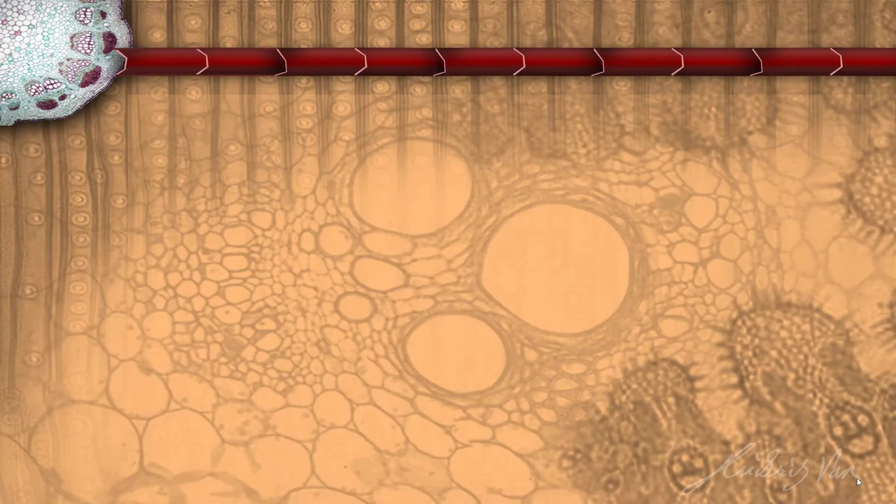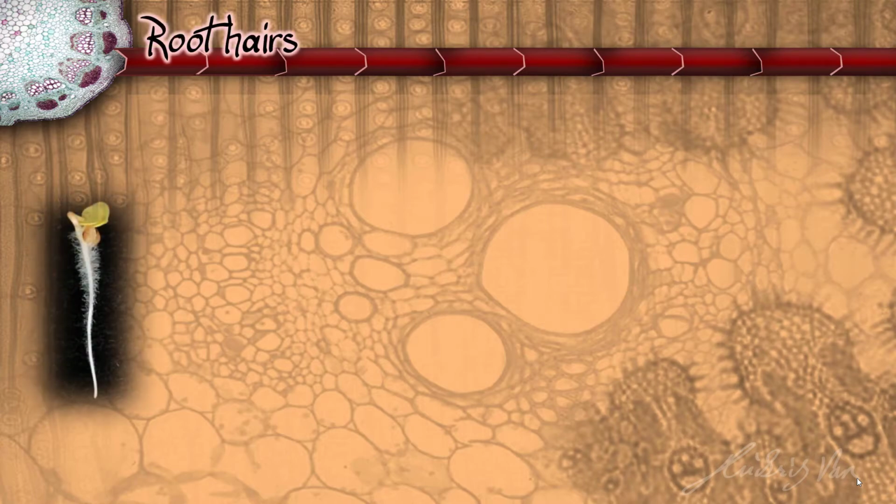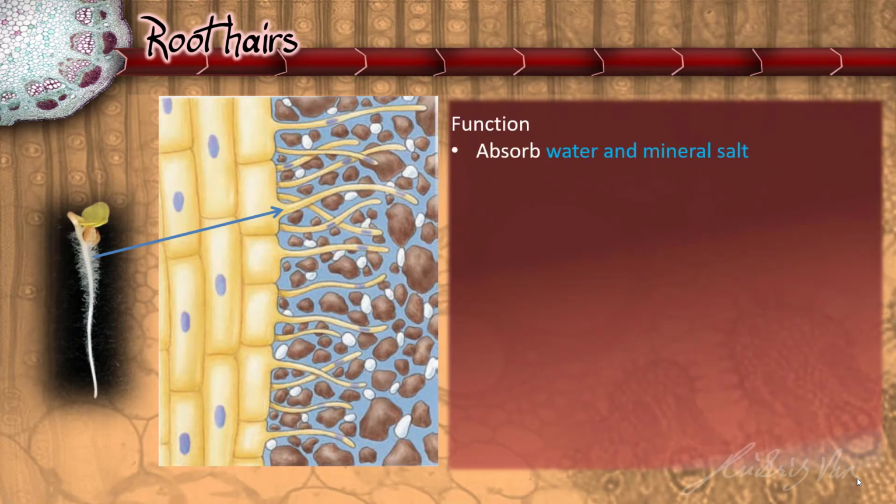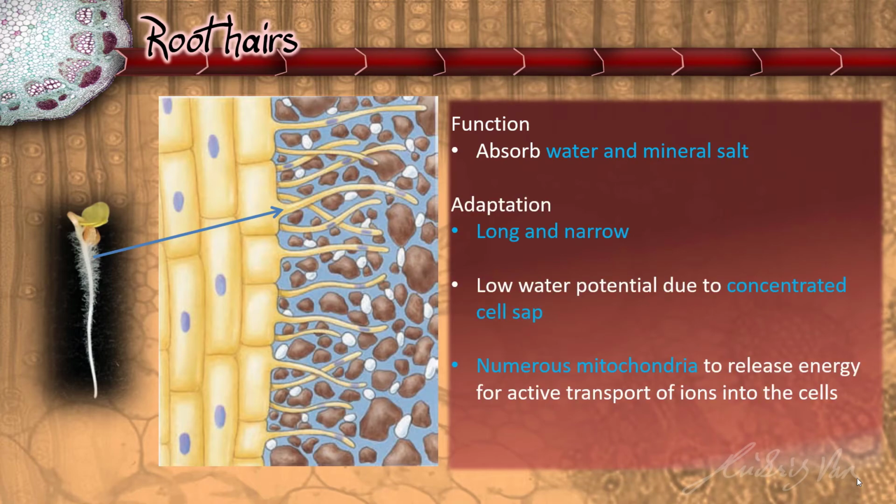So first of all, let's refresh the structure of the root hairs. I have a seedling down here, and here are the root hair cell as well as the root hair. Just to refresh your memory, the whole cell is called the root hair cell, but the elongated part is known as the root hair. So the function of the root hair is to absorb water as well as mineral salt. And its adaptation is that it is long and narrow to increase the surface area of absorption.